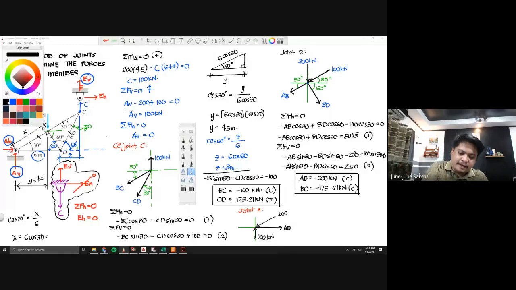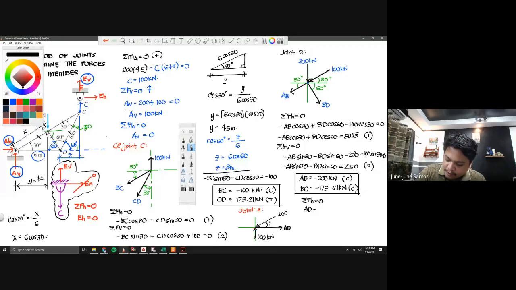So, pinakamadali niyan, mag-summation forces horizontal ka na lang. Okay? Summation forces horizontal equal to 0. So, you have here the AD minus of, by the way, this is 30 degrees, 200 cosine of 30 equal to 0. So, that you will be having here the AD equal to 200 cosine of 30. Or that is around 173.21 kilonewton. And positive siya, so we conclude that this is in tension. Okay?